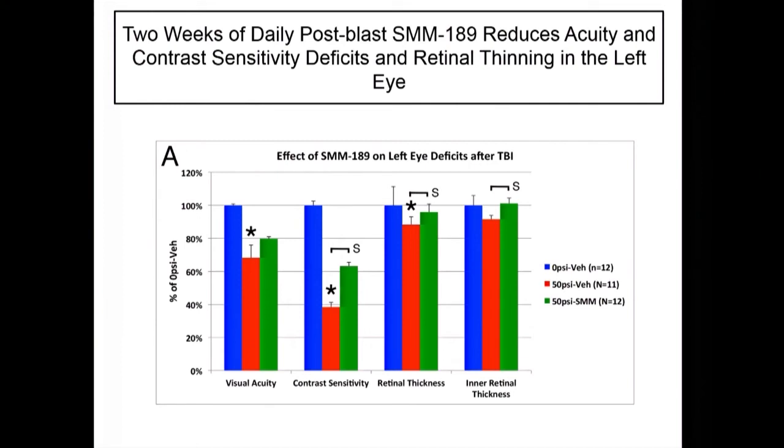There's another visual thing that we look at called contrast sensitivity. It's very important in human vision, and that's improved as well. And if we look to see what's the underlying basis of this deficit and the improvement with drug, we find that the retina is about 10% thinner after the blast injury, and that thinness is much alleviated by drug. And in the inner retina, there's especially a lot of thinning that goes on. That's corrected. The inner retina is the part of the retina that has the retinal ganglion cells.